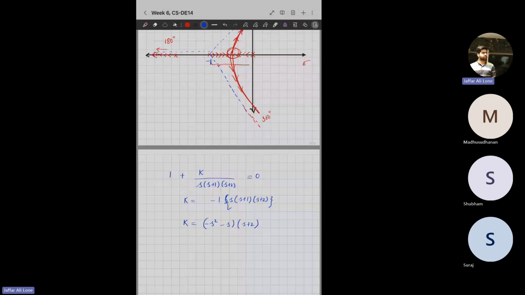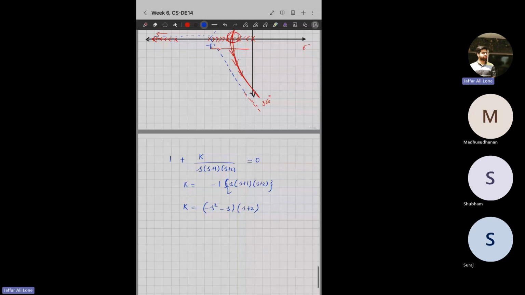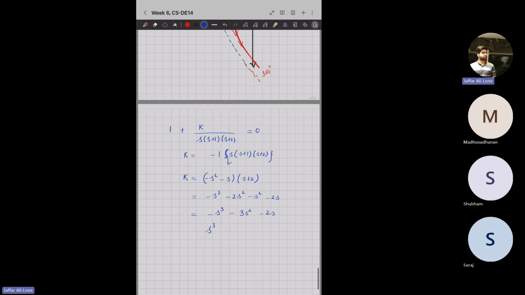Okay, so I'll get minus s cube, then minus 2s square minus s square minus 2s, which is equal to minus s cube minus 3s square minus 2s. Okay, this is k. We got this k.